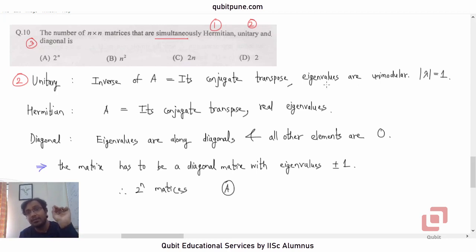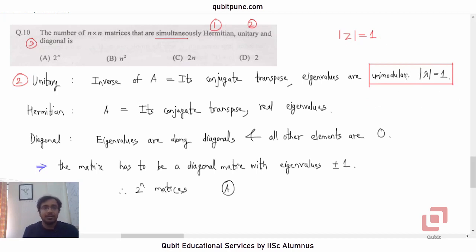Remember, these eigenvalues can be complex numbers, but they should lie on the unit circle in the Argand plane, mod z equal to 1. So unimodular is the property of unitary matrices, which is useful here. Okay, it's required here. Correct? So for unitary, we have got the condition that all the eigenvalues should lie on the unit circle.